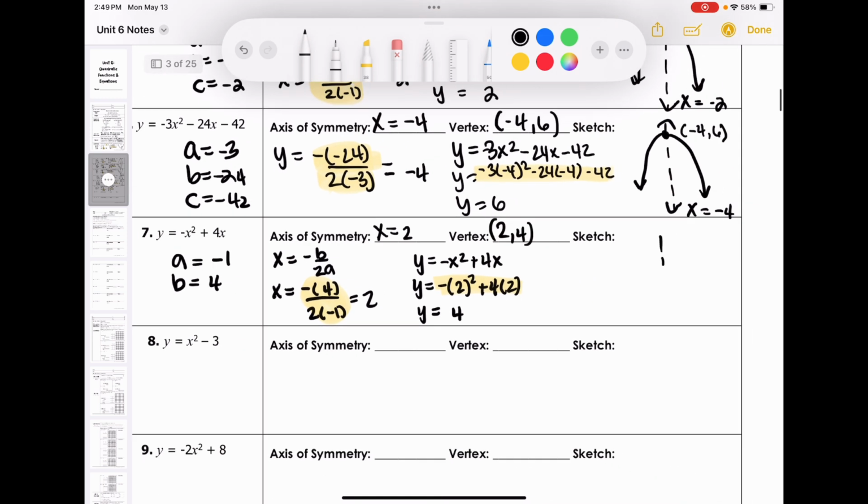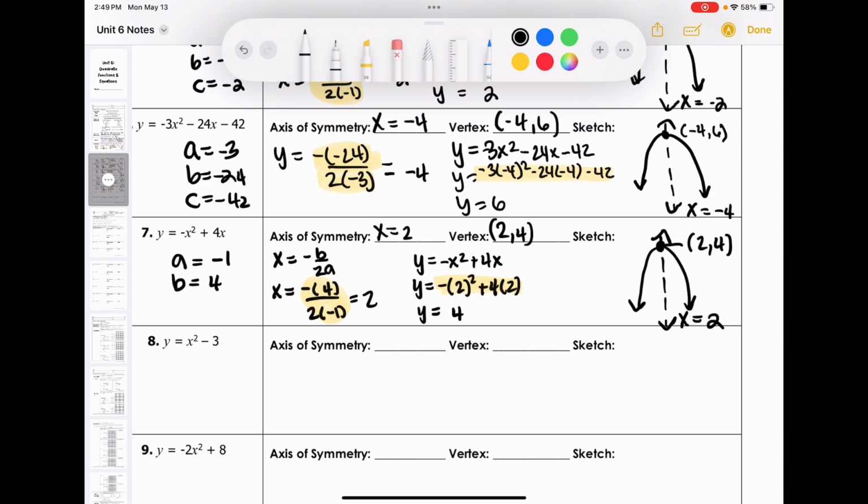So I'm going to draw my sketch. All right, if I look back at my A value, it's a negative 1, so that means my graph is going to be face down. And I'm going to label my vertex 2, 4.